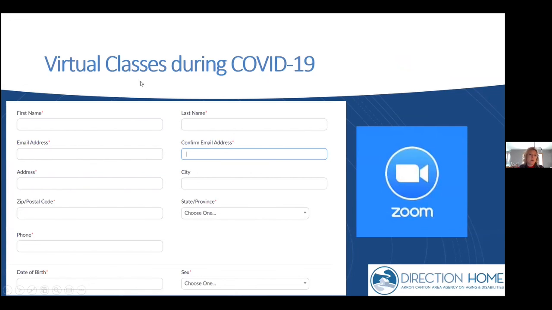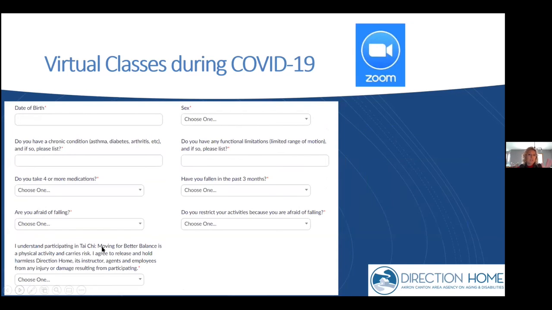This is just an example of part of the registration that is built. This one is for Tai Chi. You collect just the basic things: name, email address, where they are. As you get down to the bottom of the screen, you can see where it starts to get into more of the demographic information. Here's the rest of it.